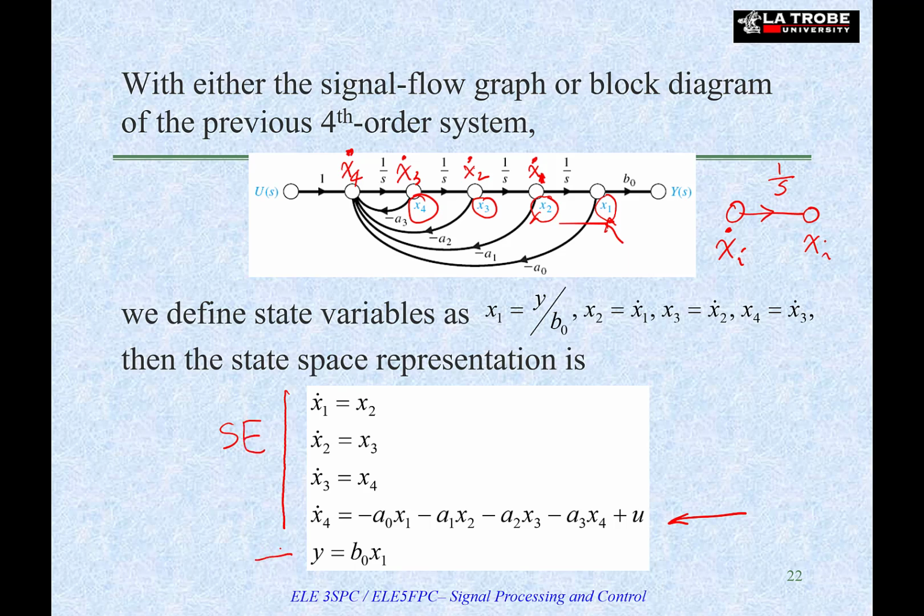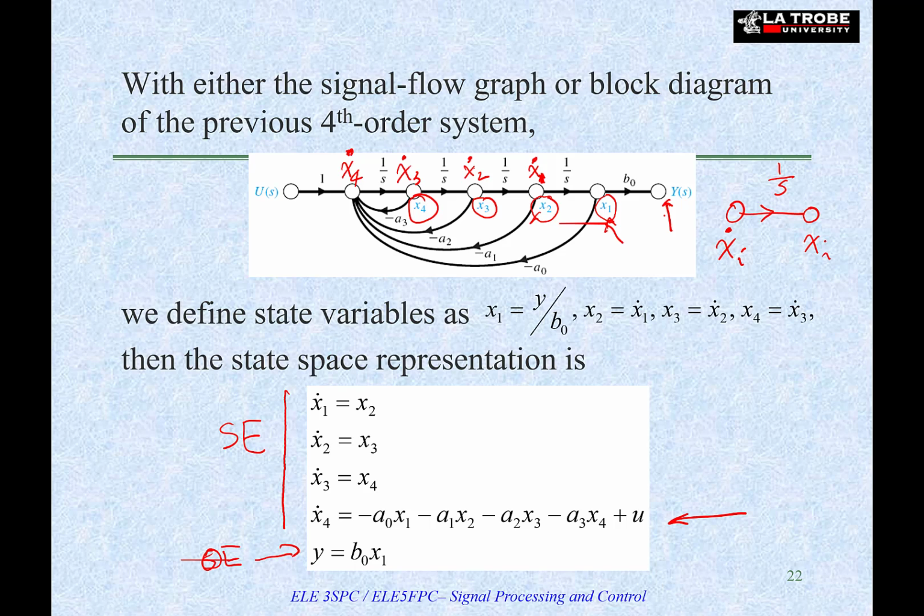The output equation for this signal flow graph is easy. It is y of t equals b naught times x1t, which is given by the last node in the signal flow graph. If we want to write the matrix form of this state space representation, it should also be easy enough.